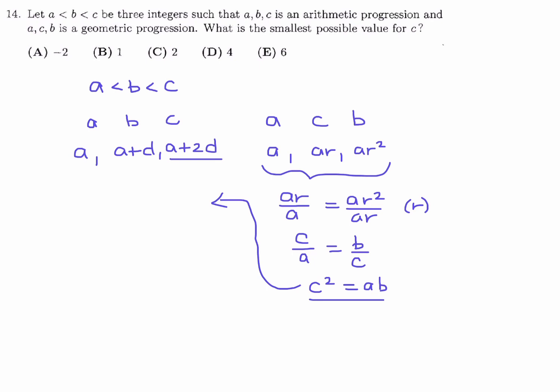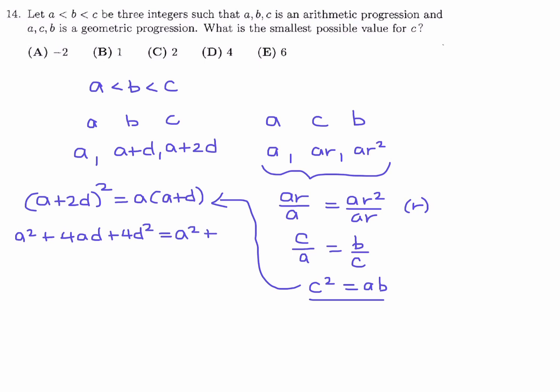So C is A plus 2D, so it would be (A plus 2D) squared is equal to A times B. A is this and B is that, so it would be A times (A plus D), like that. All right, so now let's expand this out and simplify as much as we can. So this is A squared plus 4AD plus 4D squared is equal to A squared plus AD. And putting everything on one side, 3AD plus 4D squared is equal to 0.